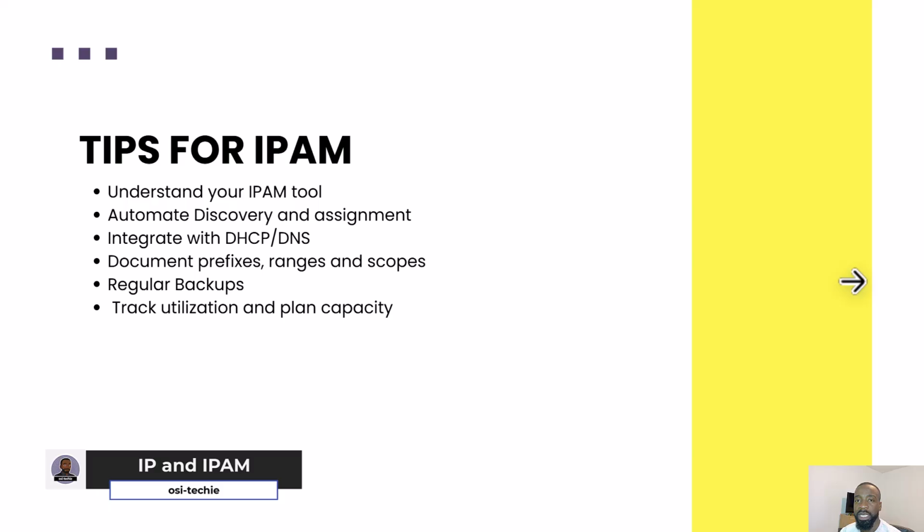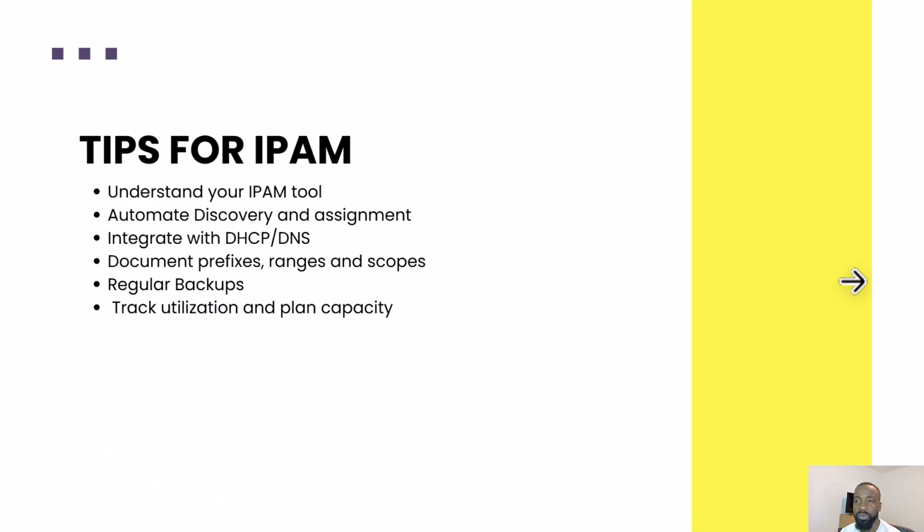Can it automate and help you discover IPs? Can it assign IPs? Then beautiful. Use it for discovery and assignment. If it can integrate with your DHCP and your DNS and even assign IPs using these, that's beautiful. Learn how to do those and do it with your IPAM too. Ensure you document prefixes, ranges, and scopes so that when an IP has started being used and starts depleting, you can easily tell by looking at a dashboard that this scope is depleting or this range is depleting.